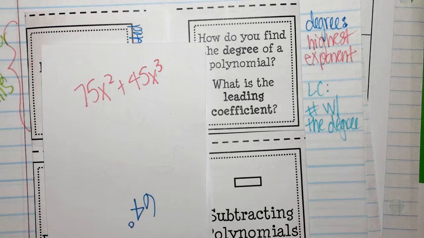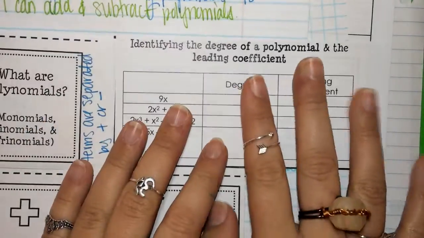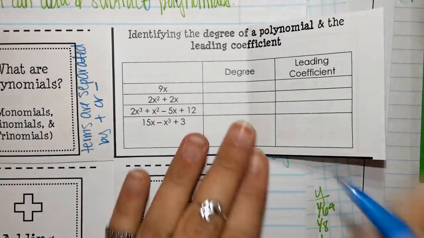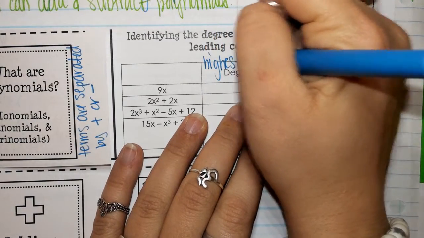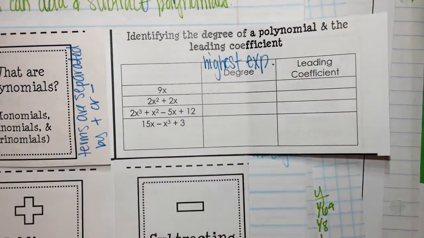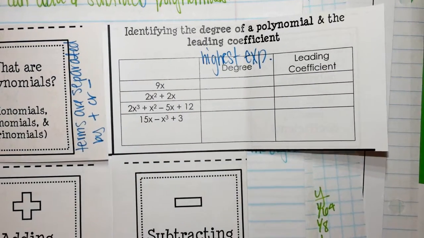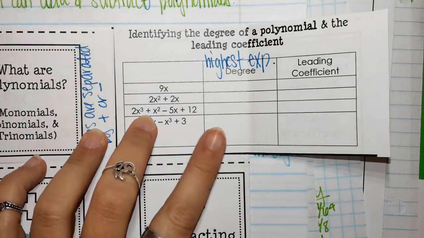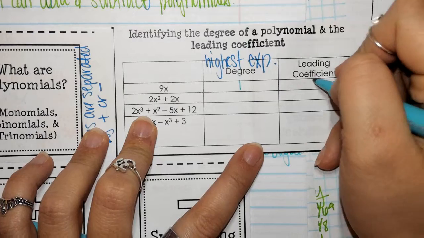Are we ready to learn about it in our foldable? Yes. Please open your foldable. Now, the degree is the highest exponent. Leading coefficient is the one out front. So what is the degree of our first one? 1. And what's the leading coefficient?